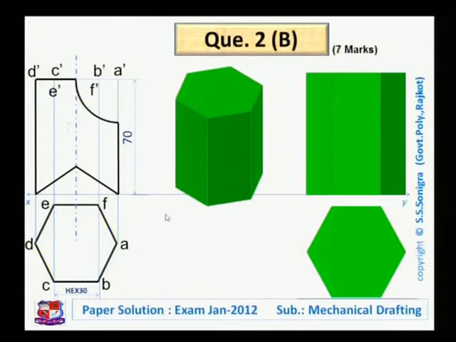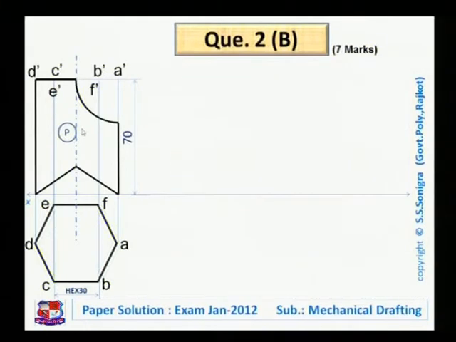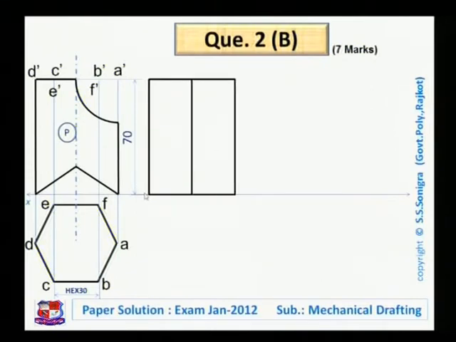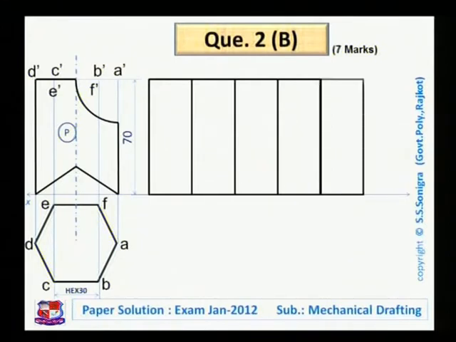Now to draw development, mention this as portion P. We have to develop this portion. Now to draw development of this solid, draw 6 rectangles like this, having height equal to 70 mm and width equal to 30 mm each. Hence the total width would be equal to 30 into 6, 180 millimeter of this rectangle. So if this hexagonal prism is not cut anywhere, not cut over here, here and here, and if we develop its outer surface, it would appear like this.